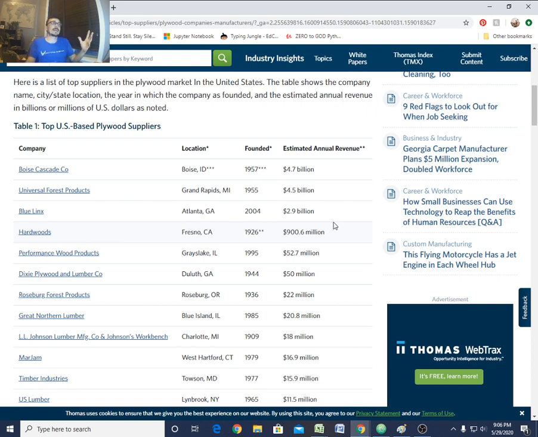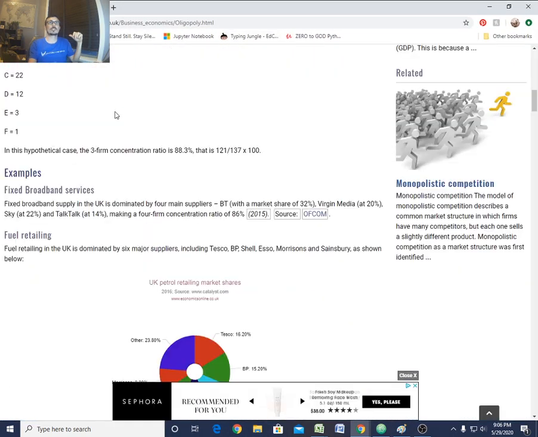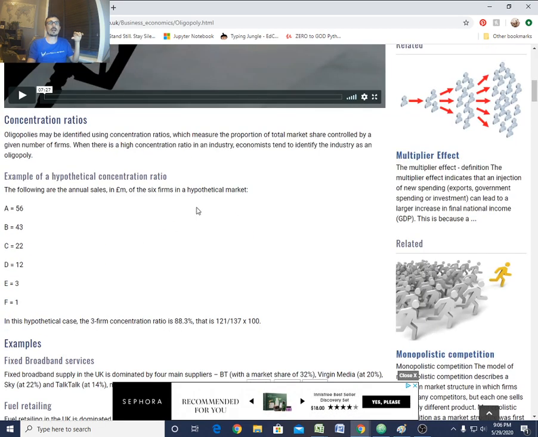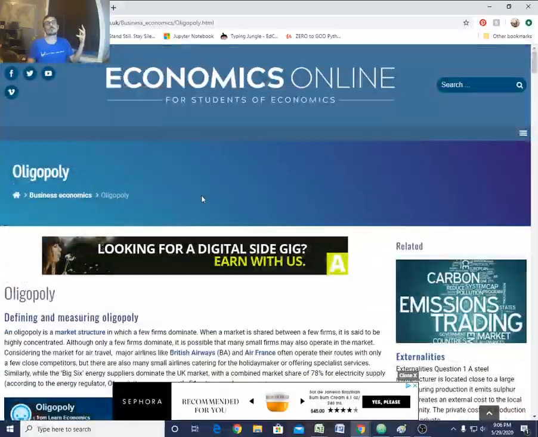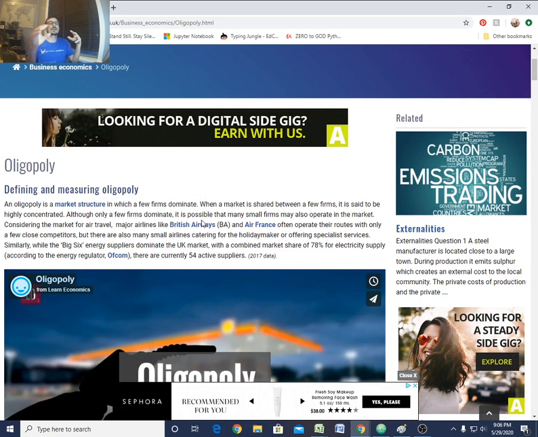So what does that mean? Well, that creates what's called an oligopoly. So I went on economicsonline.co.uk. They talk about what is an oligopoly. There's not really a defined definition, but what it basically means is that there are a few companies at the top that dominate the market to such an extent that no one else can change their prices unless those guys do.